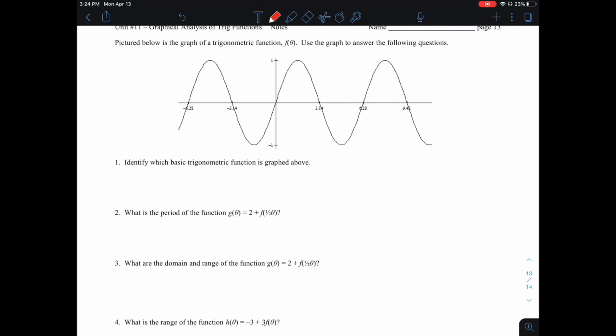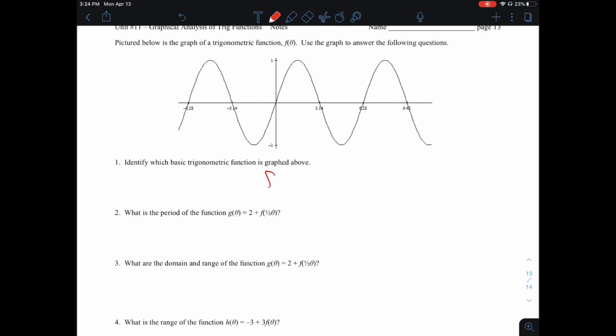Pictured below is the graph of a trig function f of theta. Use the graph to answer the following questions. So this is just a parent graph. Question 1, which parent graph is this? Well, hopefully you can tell this is sine. This is a sinusoid wave, and it's starting on the midline.